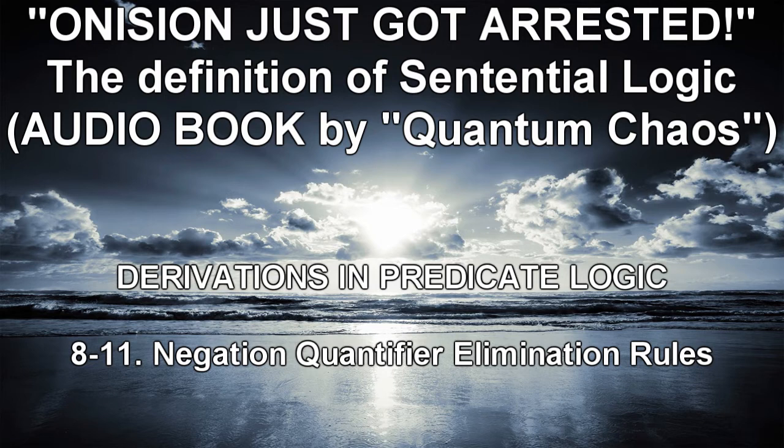Tilde existential out. If a line of the form tilde existential v F v is available, then one can infer the formula universal v tilde F v. Tilde universal out. If a line of the form tilde universal v F v is available, then one can infer the formula existential v tilde F v. Schematically, these rules may be presented as follows.